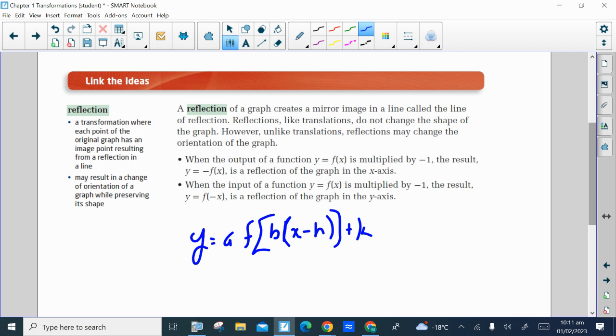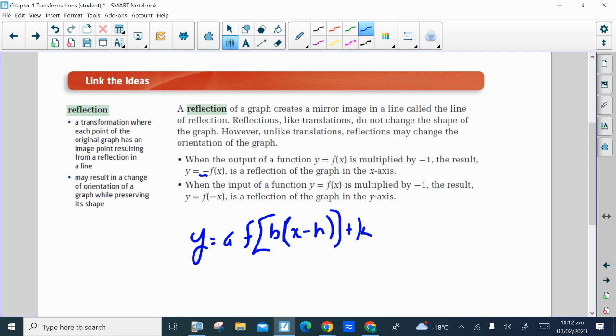When the output of a function y equals f at x is multiplied by -1, the result is y equals negative f at x, and this causes a reflection in the x-axis. So note where that negative sign is. It is in front of the f. It is in the a position, in front of the f. So this is another piece you're going to have to add to your list of things to memorize for this chapter. That is, when a is negative, you get a reflection over the x-axis.